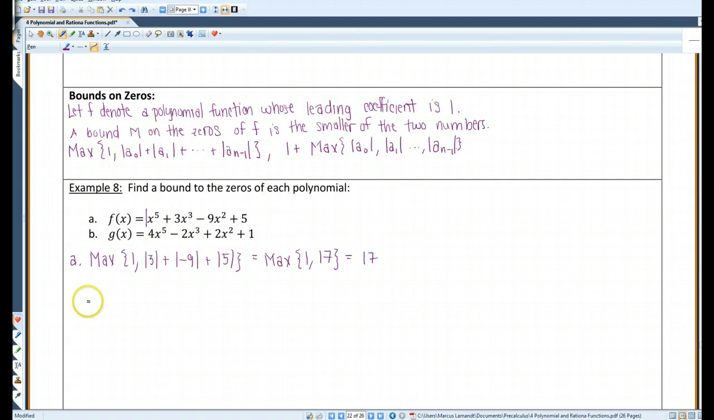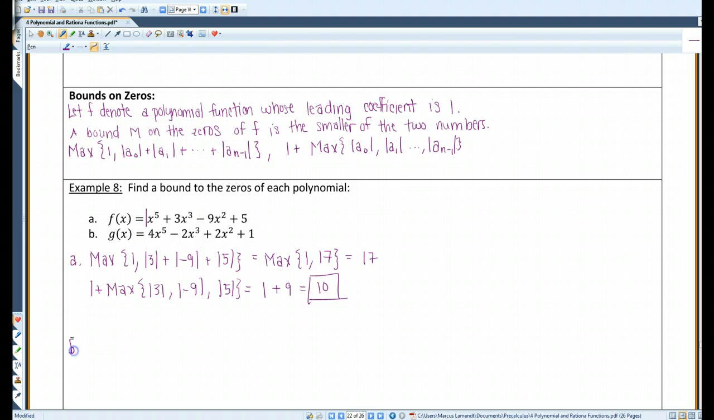The second number is 1 plus the max of each of these numbers. So absolute value 3, absolute value negative 9, absolute value 5. The highest number in here would be the 9, so I've got 1 plus 9, which is 10. So 17 and 10, the smaller of the two numbers is 10. Alright?